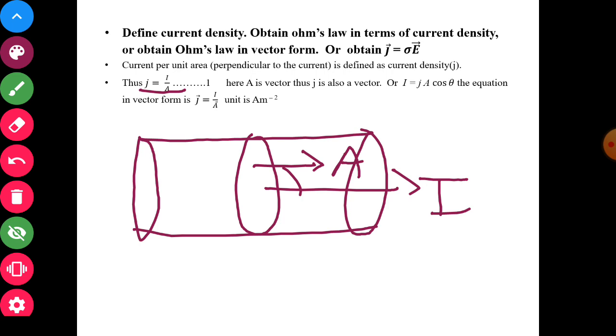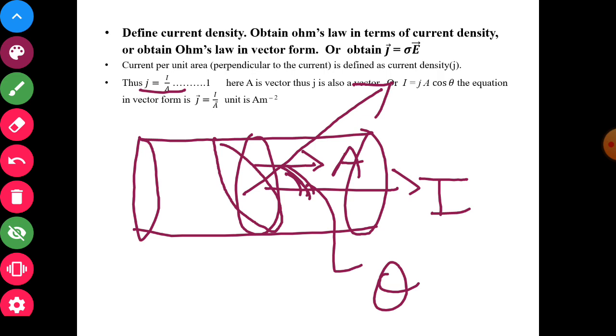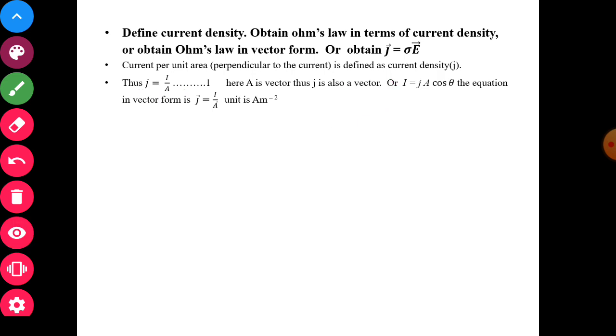But if that area is like this, then you have to consider the component, that is, area vector would be like this, which is making an angle of theta with current I. Then you have to consider the component of A, that is A cos theta. And we write it in a formula that I is equal to J A cos theta. Okay, this is the significance, or conceptual understanding, of this definition. So we have now different formulae.